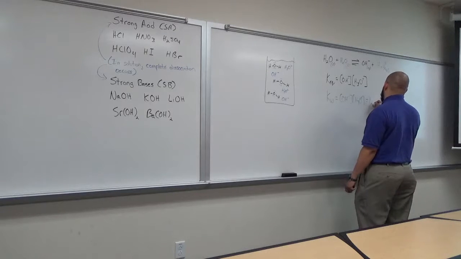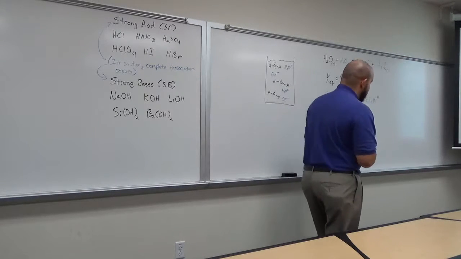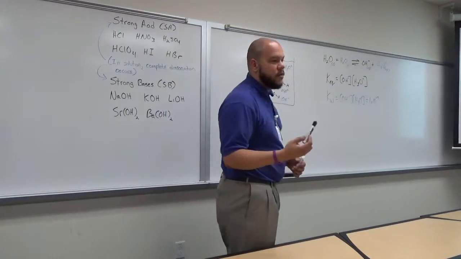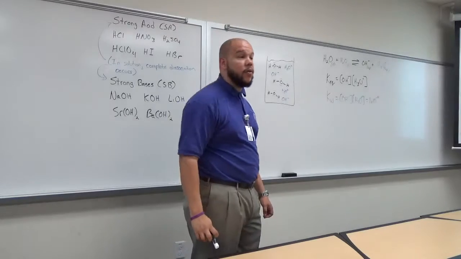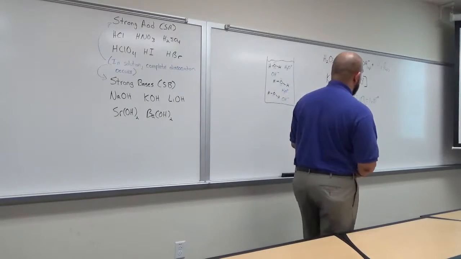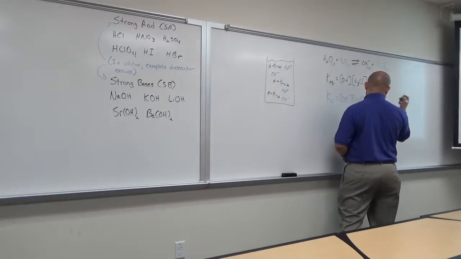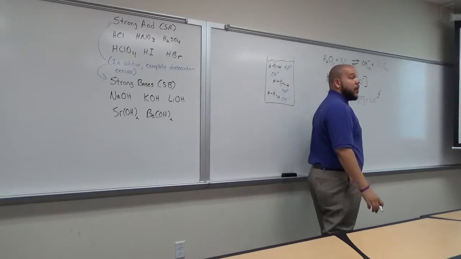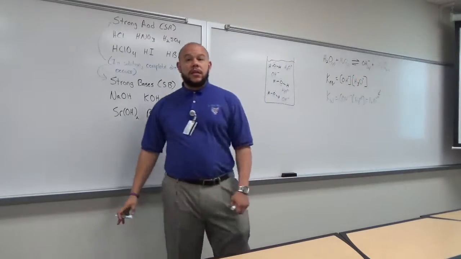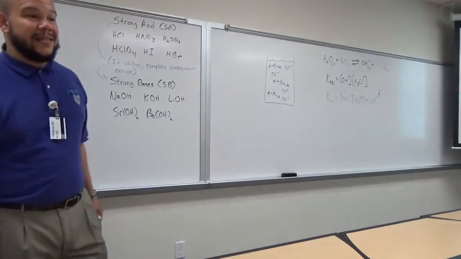And this equals 1 times 10 to the negative 14 at 25 degrees. So that's going to be the assumption any time you have it at 25, you're going to use that value. You need to know this. It's on your paper.